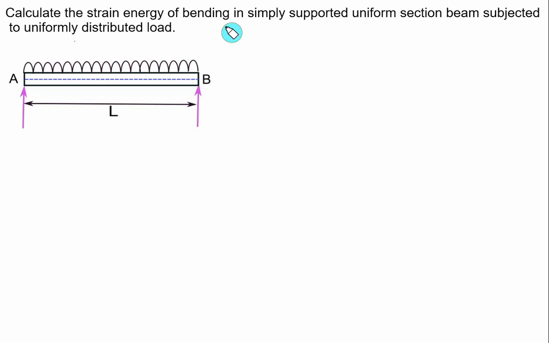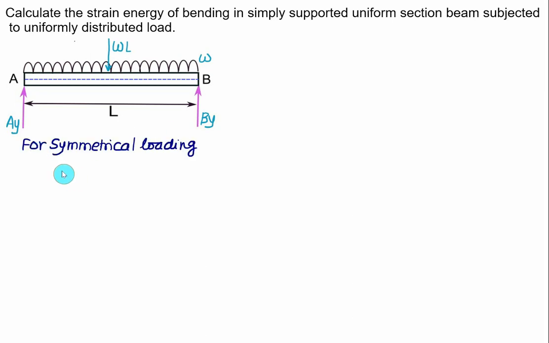Calculate the strain energy of bending in a simply supported uniform section beam subjected to uniformly distributed load. Let's say this load is equal to w and we have UDL spread over the entire span of length equal to L. We have a simply supported beam, so we have one support at A and one support at B. In this case we have to find out what is the support reaction at A, that is AY, and the support reaction at B, that is BY. This entire UDL we can convert into a point load, that is equal to w into L. So this w into L due to symmetrical loading is equally divided at the supports A and B.